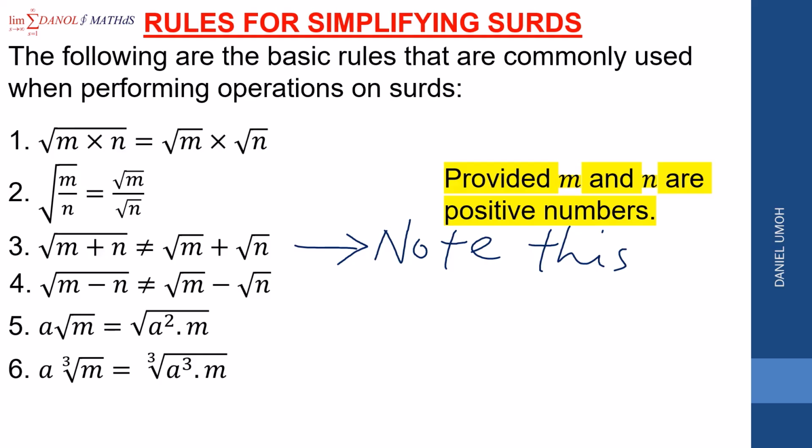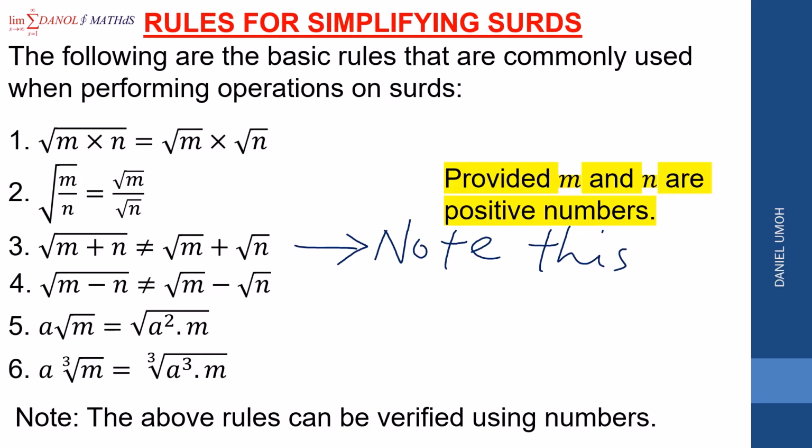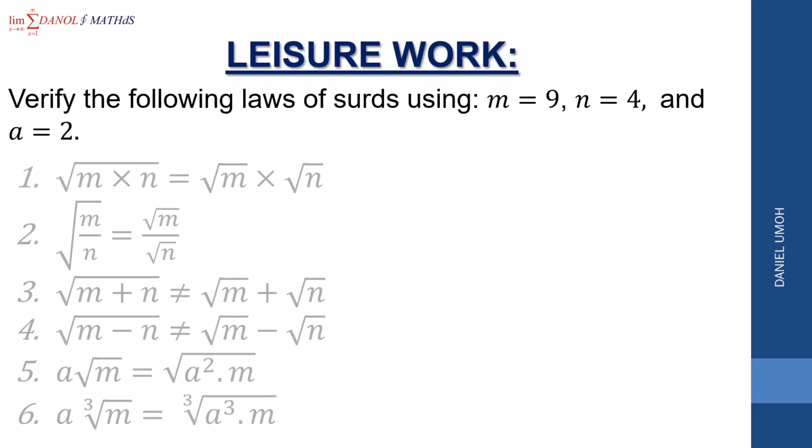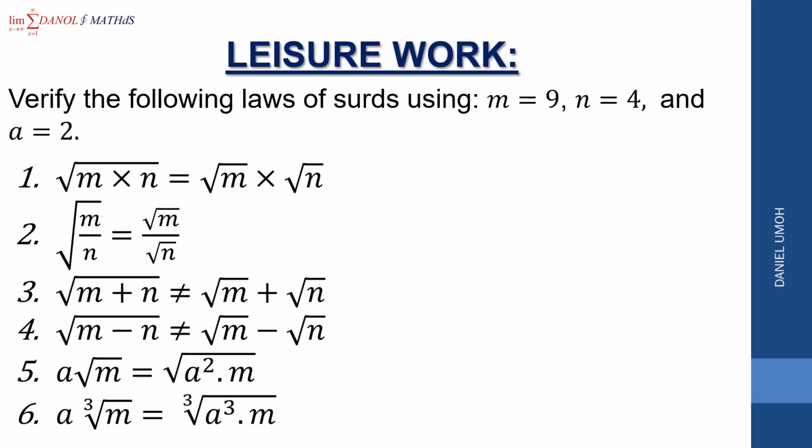Now, all these rules can be verified, but I will leave the verification for you to do as leisure work. The leisure work here is to verify the laws of surds using the following values. Use the value of m equal to 9, n equal to 4, and a equal to 2. Just plug it into the rule and see if the left-hand side will give you the right-hand side. If the left-hand side equals the right-hand side, then that means these rules have been verified.